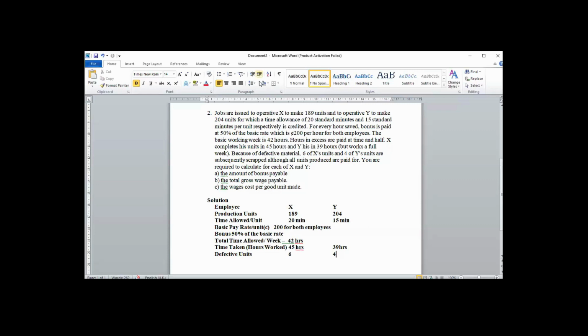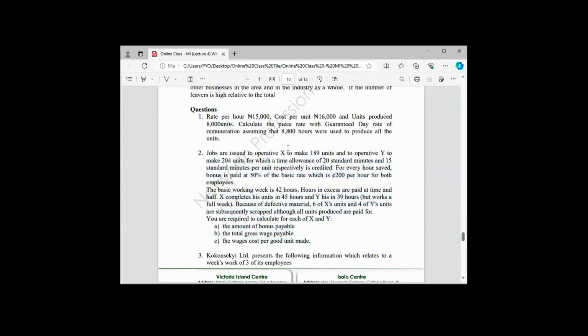But it doesn't take into account the time taken. That's why we somehow feel that the third one is the best. Rowan is different from Halsey. Halsey is different from Rowan. They are not the same thing. You can only use one method.